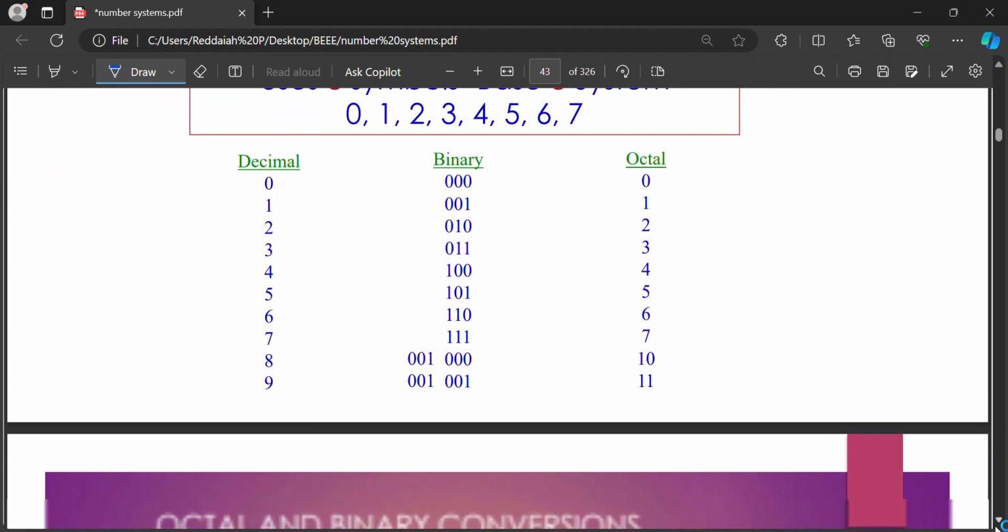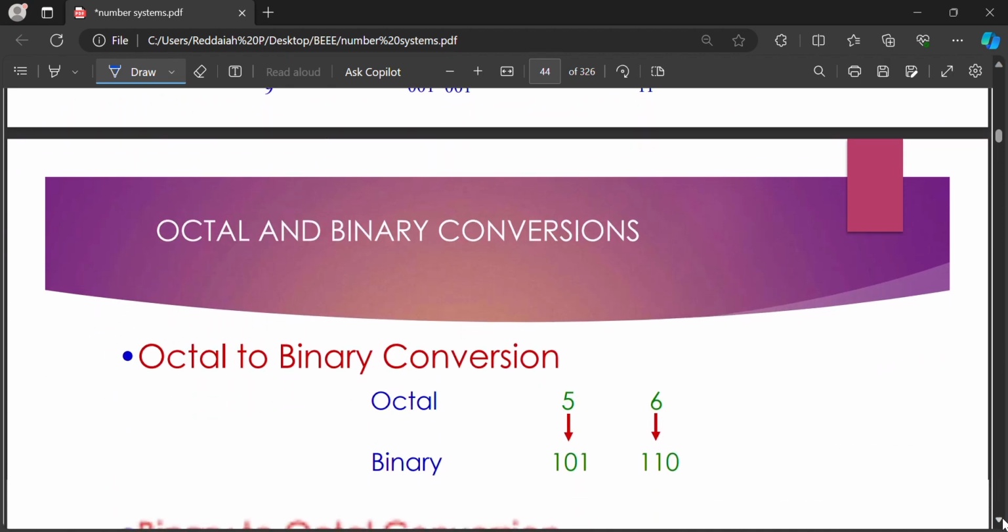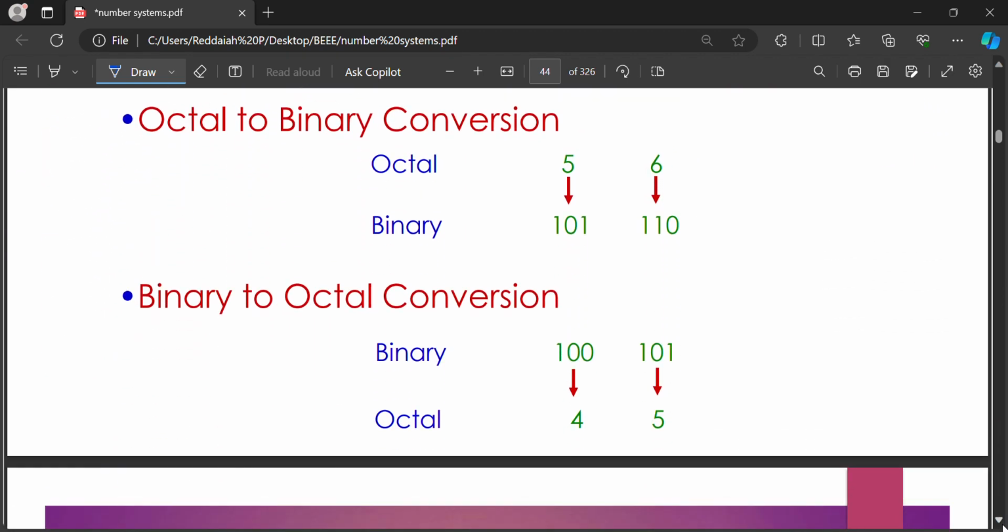Octal number base is 8. It is from 0 to 7. Octal to binary conversion. Octal number 56. Each digit can be written in 3-bit form in binary. 5 can be written as 101. 6 can be written as 110, like that.